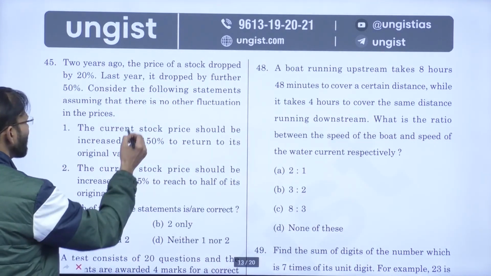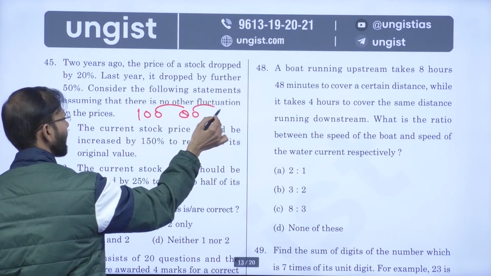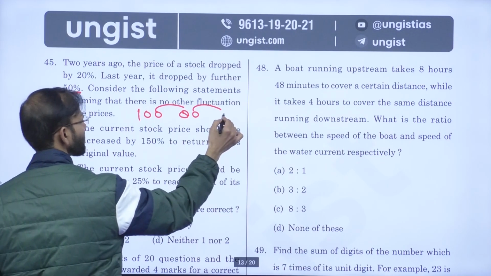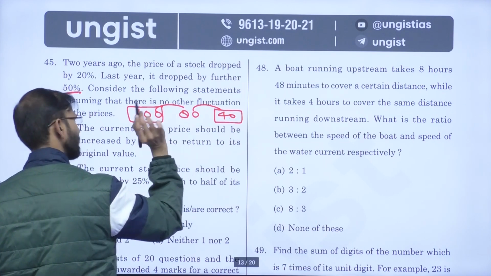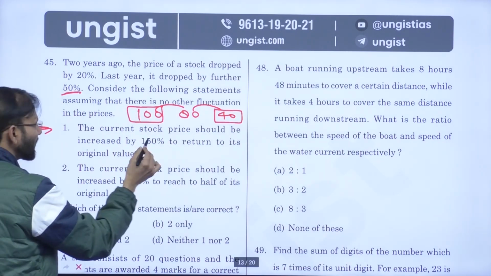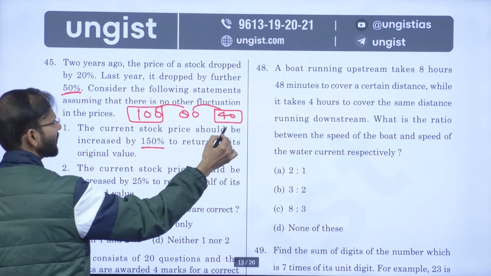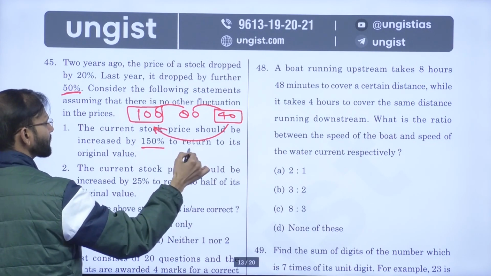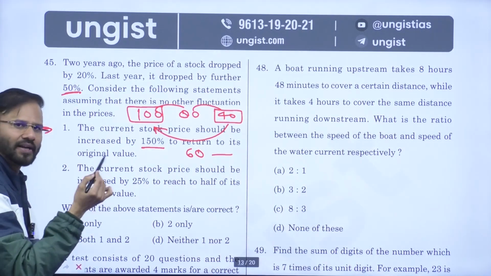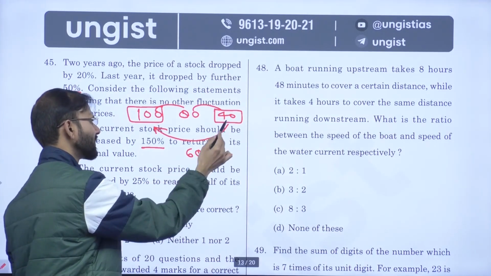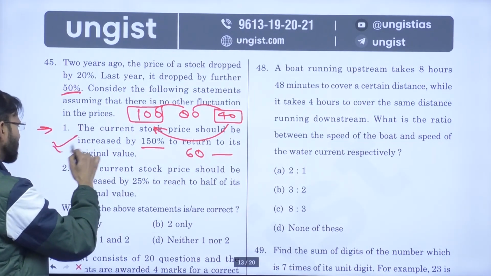So all of you, let's say it was 100. When it got decreased by 20%, it became 80. And when it decreased by 50%, it became 40. So initially it was 100 and finally it was 40. The first statement: the current stock price should be increased by 150% to return to the original value. Now guys, if you increase this value by 60, then it will come to the original value. So obviously, 60 is what percentage of 40? 60 is 150% with respect to 40. So this statement is correct.